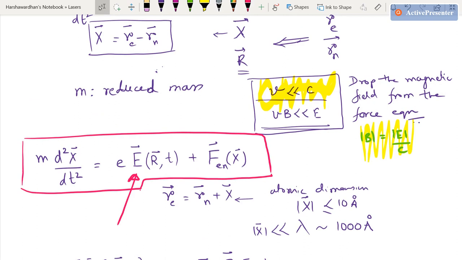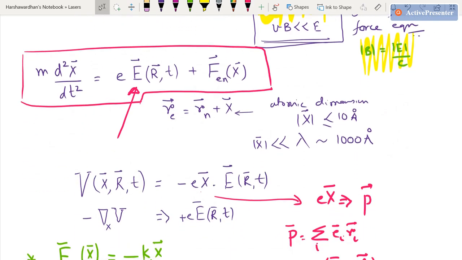You can clearly see that in applications such as cooling, where you want to cool the atom, you are interested in the overall motion of the atom, and the center of mass motion will become an important aspect. So anyway, let us focus on the internal dynamics.